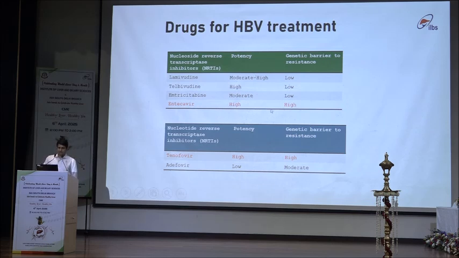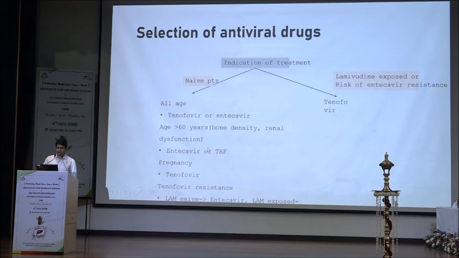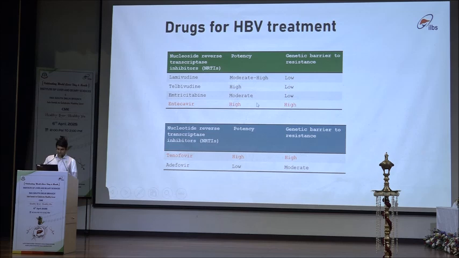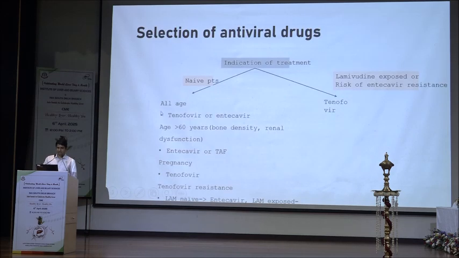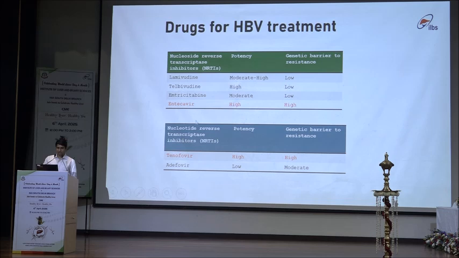So what are the drugs for the treatment of hepatitis B virus? Mainly now we are using nucleotide and nucleoside reverse transcriptase inhibitors, that is entecavir and tenofovir. These are highly potent drugs with less risk of resistance. Previously used drugs like lamivudine, telbivudine and adefovir were all moderately potent drugs with high risk of resistance.